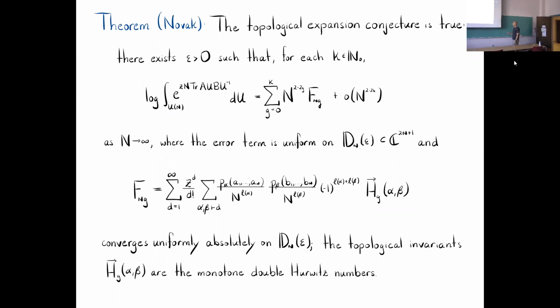Okay, and what is the topological nature of this thing? So the coefficients which determine this. F_{N,g} is an analytic function of z, which at each order d is a bihomogeneous polynomial of degree d in the external field parameters. And the coefficients, you can think of it as a polynomial of degree d in the moments of the empirical eigenvalue distributions of A and B. That's the random matrix way to think about it. And the coefficients of this polynomial are these monotone double Hurwitz numbers that you heard about in Elba's talk yesterday. So that's the answer to this conjecture.